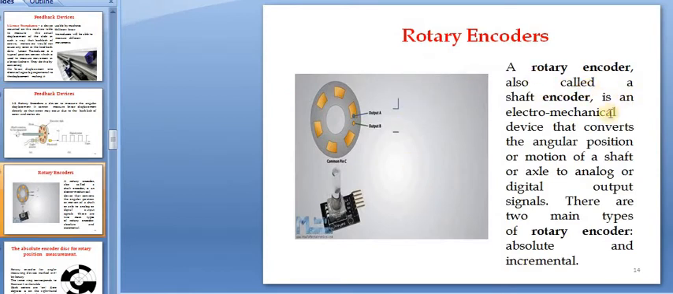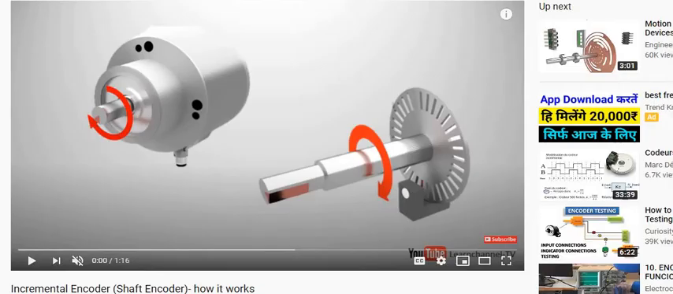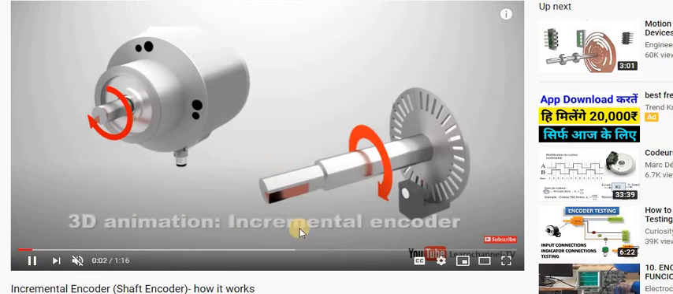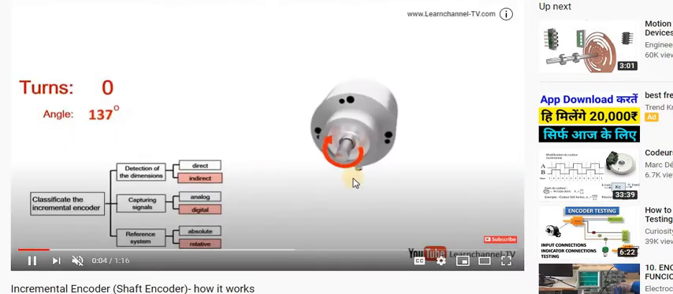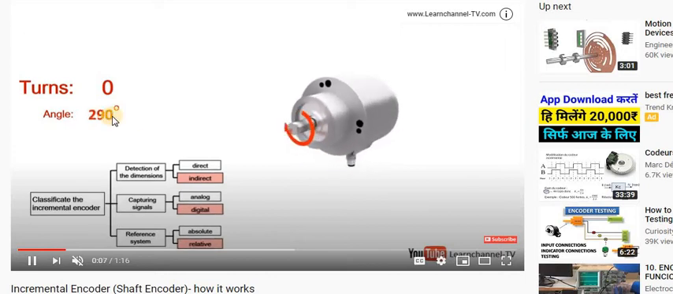A rotary encoder, also called a shaft encoder, is an electromechanical device that converts the angular position or motion of a shaft or axle to analog or digital output signals. There are two main types of rotary encoders, absolute and incremental. So what is absolute and what is incremental, we can see over here. First we can see the incremental encoder. You can see this is an animation. You can measure the different angles up to 360.